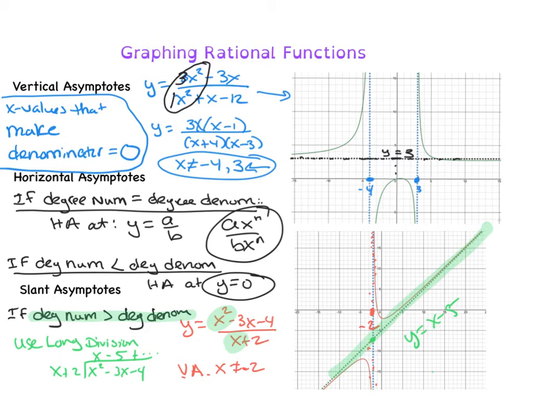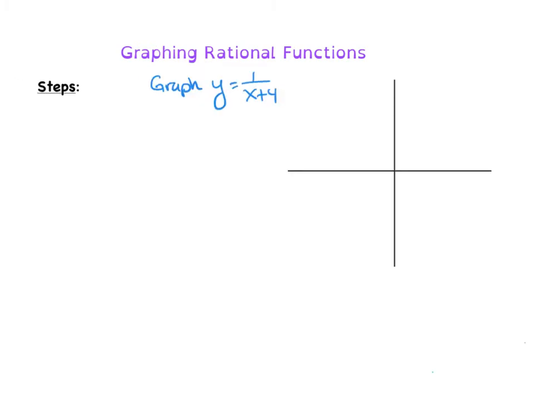So like I said, we'll do some examples of those at the end, but I want to start with some simpler examples. Let's do our first example. Let's graph the rational function y equals 1 over x plus 4.